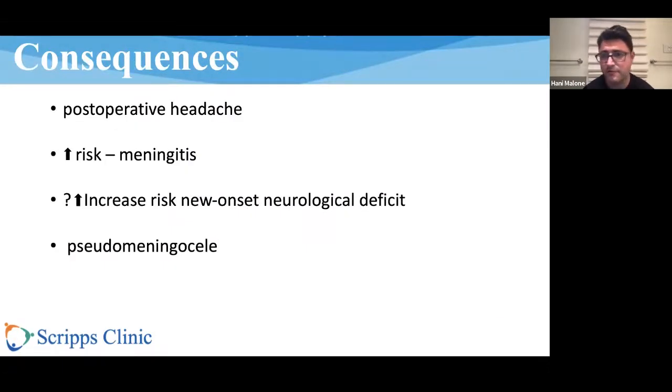The classic postoperative positional headache, the most common of those, but it can also increase the risk of meningitis. Some question as to whether or not it can increase the risk of a new neurodeficit, either through the difficulty of primary repair, or if there could be some traction on a nerve or something like that. I think that is debatable. I don't know if that's a really statistically significant association. And then obviously, if you don't get a good primary closure, a pseudomeningocele will ultimately form, or they'll just continue to have leakage, neither of which is necessarily a good thing.